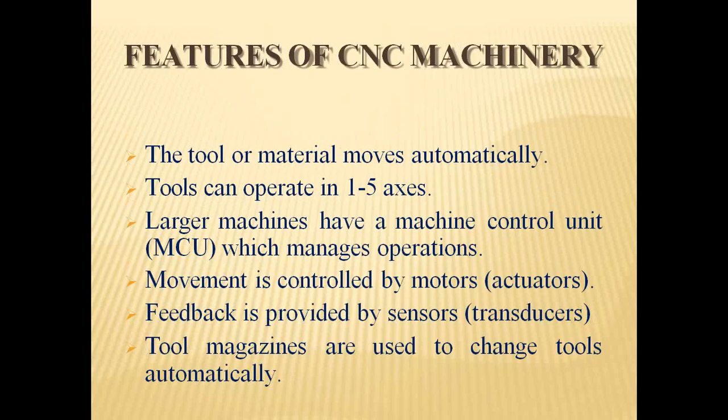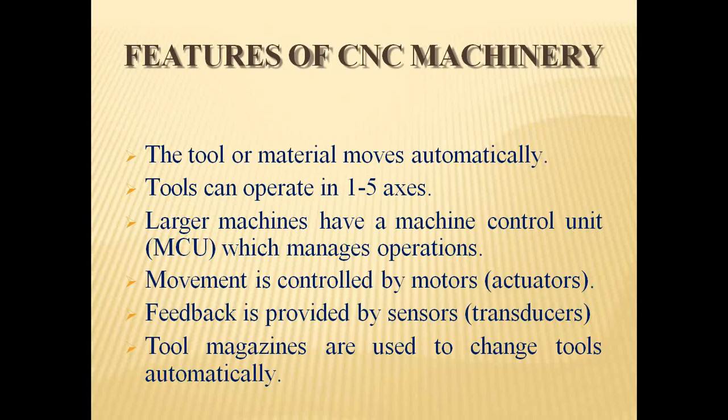Coming to the features of CNC machinery, these are all positive features of CNC. Because the tool or the material moves automatically, wastage of material will not happen if you use CNC. More accurate and more precise products can be achieved by using CNC machinery, and at a time you can use one or two tools, and you can operate the machine from one axis to five axis. In most industries they will be using 5 axis machinery also. Why?